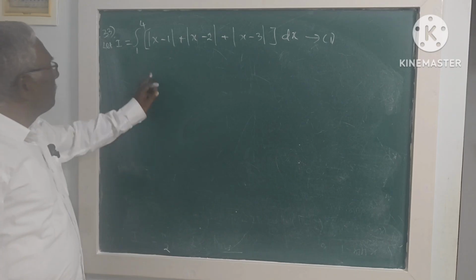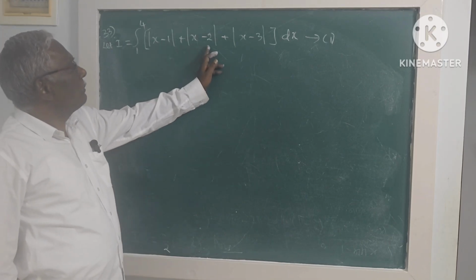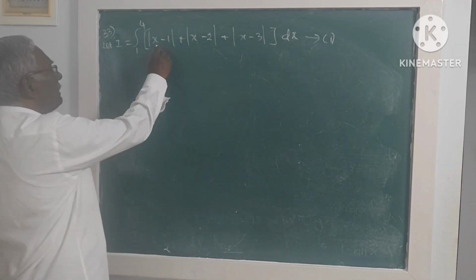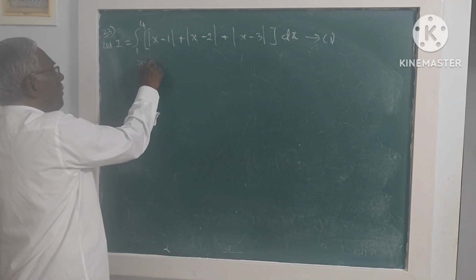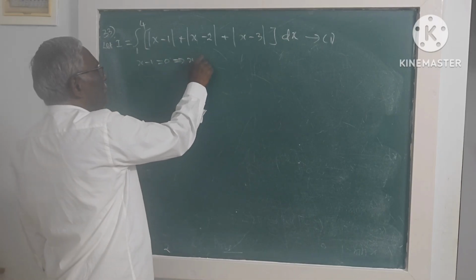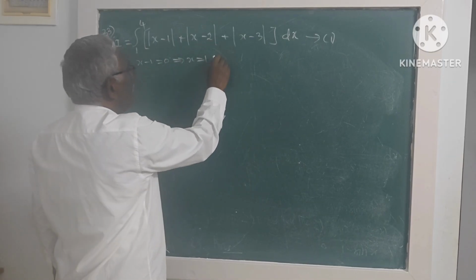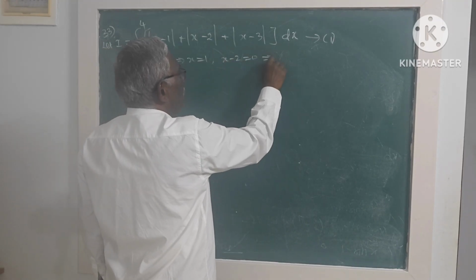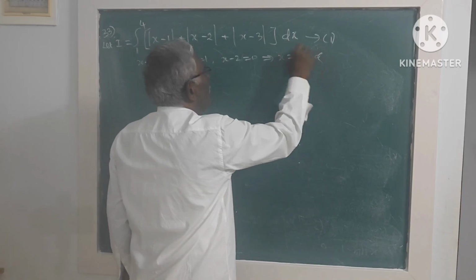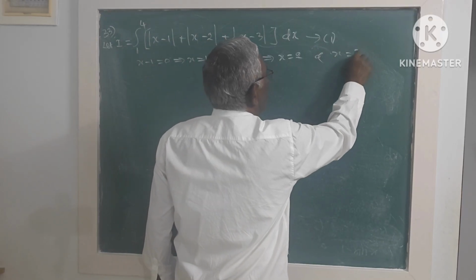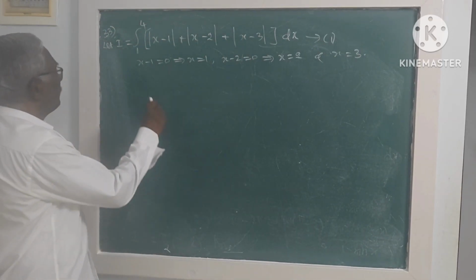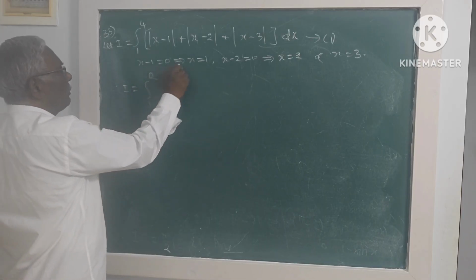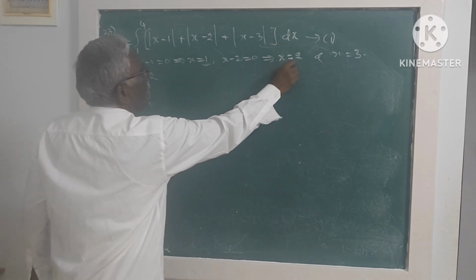So in this problem, modulus of x minus 1 plus modulus of x minus 2 plus modulus of x minus 3 is there. If we equate x minus 1 to 0, we'll get the value of x is 1. Similarly, x minus 2 is equal to 0 gives x is 2, and this gives x is equal to 3. Therefore, I is equal to integral 1 to 2.